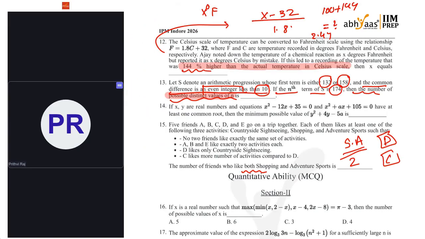Next one. So the last question: x, y are real numbers. x² − 12x + 35 = 0 and x² + ax + 105 = 0 have at least one common root. Then find the minimum possible value of y² + 4y − 5a.